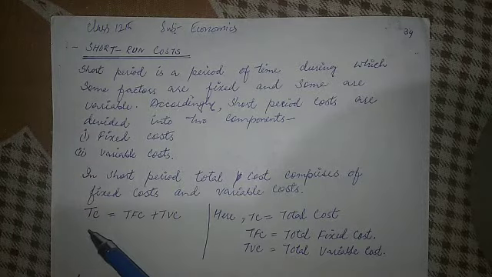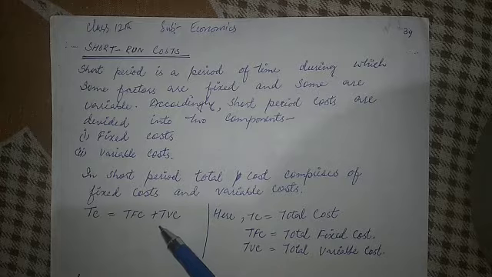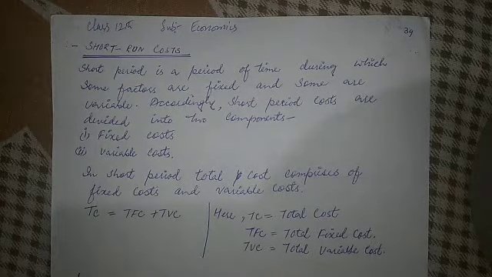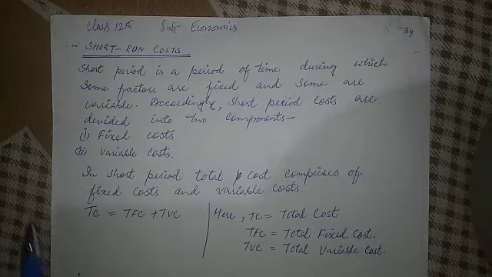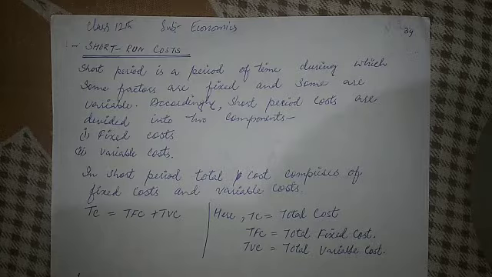Thus, total cost is equal to total fixed cost plus total variable cost. Now, let us discuss the details of fixed costs and variable costs.